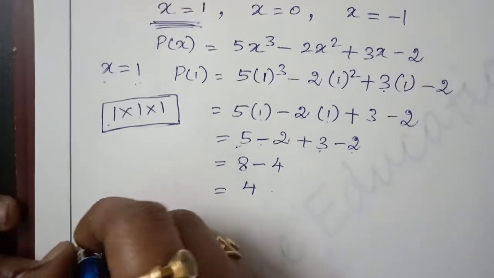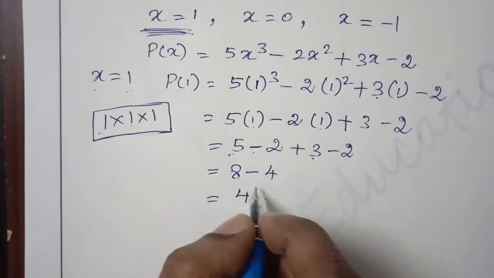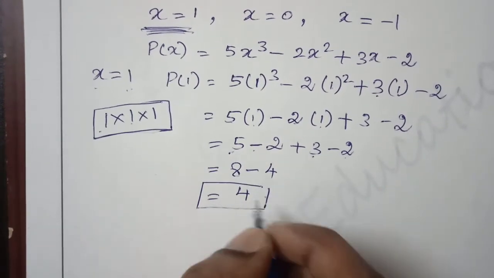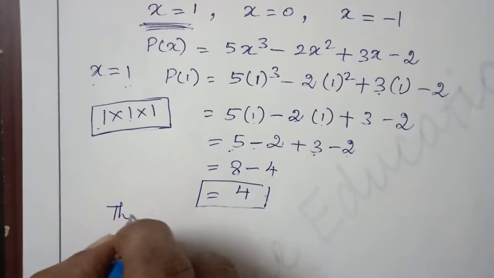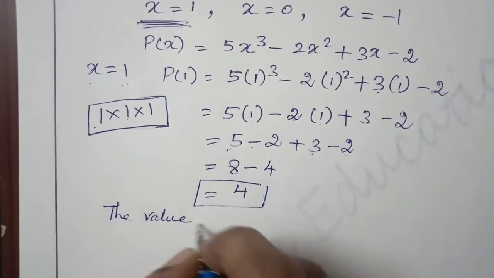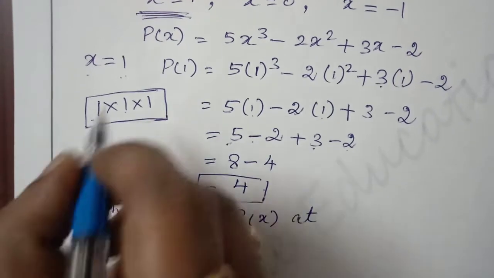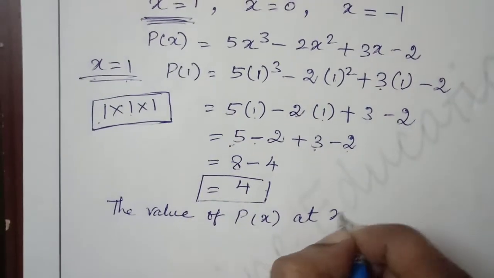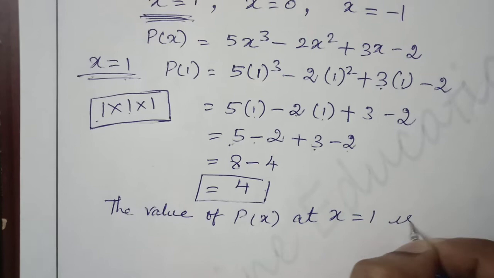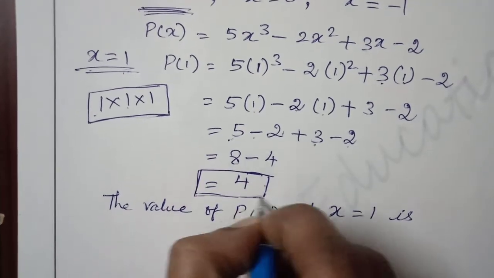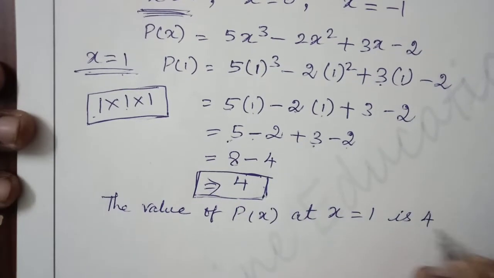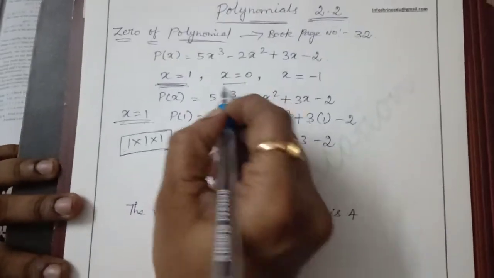So what we have got is 4. So the value of p(x) at x = 1, we got it as 4. Okay. Now we are going to do it with x = 0.